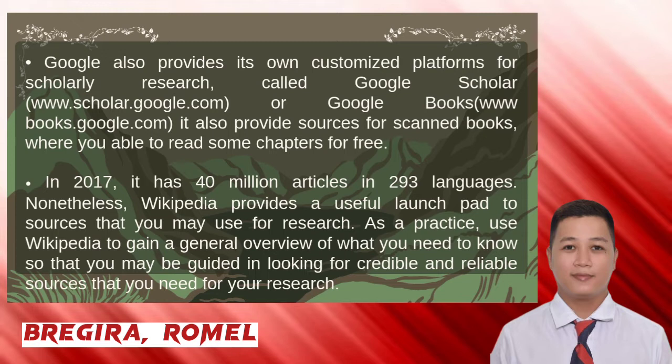Wikipedia, in 2017, had 40 million articles in 293 languages. Nonetheless, Wikipedia provides a useful launchpad to sources that you may use for research. As a practice, use Wikipedia to gain a general overview of what you need to know so that you may be guided in looking for credible and reliable sources that you need for your research.